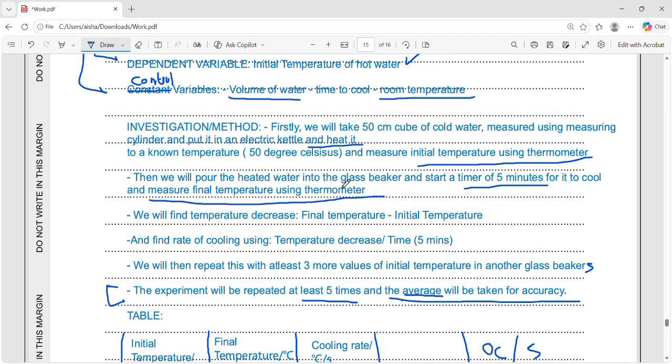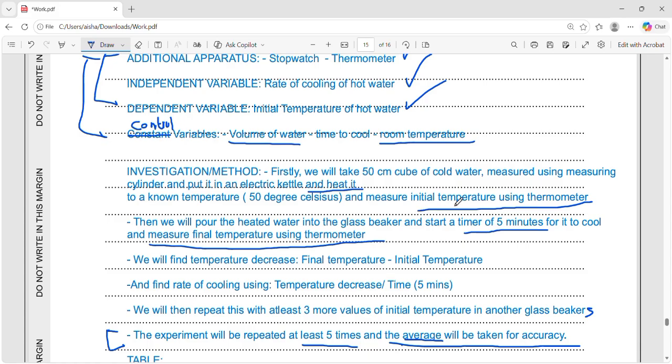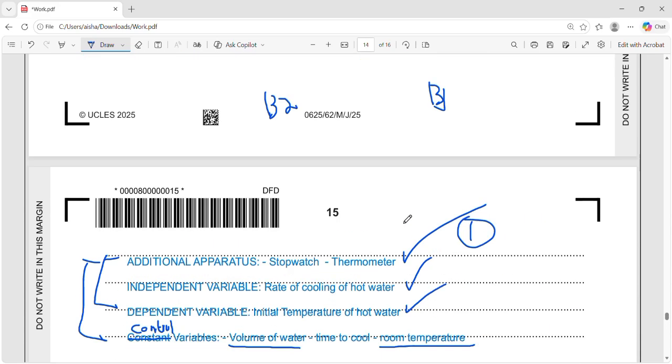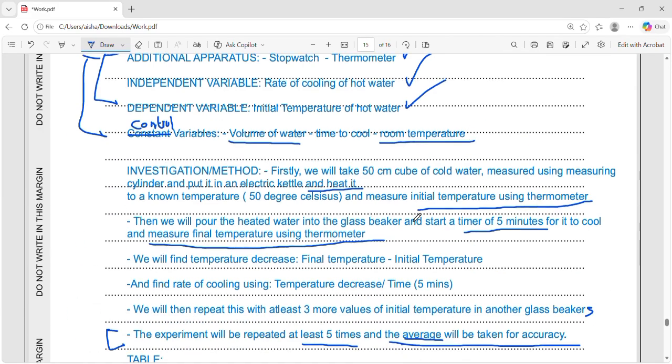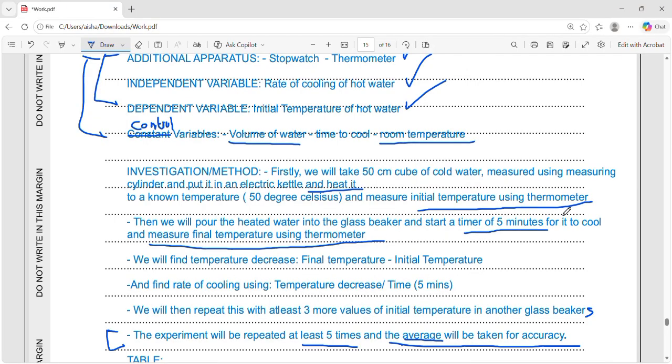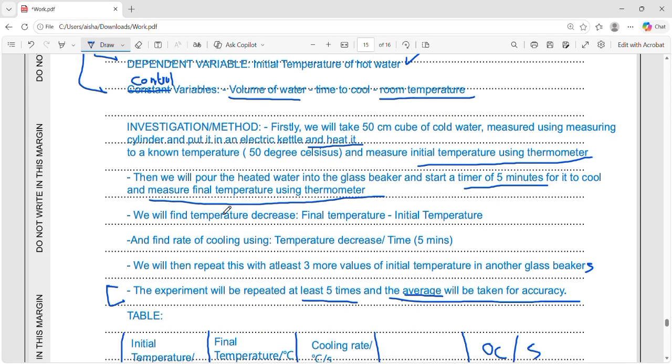Then we will pour the heated water into the glass beaker which they have given, and start a timer of 5 minutes for it to cool, and measure the final temperature using a thermometer. I forgot to add here, you have to heat it to a known temperature like 50 degrees Celsius and measure the initial temperature using a thermometer. The initial temperature will obviously be different because that's what we're measuring. That's the independent variable. Then we will pour the heated water into the glass beaker and start a timer of 5 minutes for it to cool, and measure the final temperature using a thermometer.